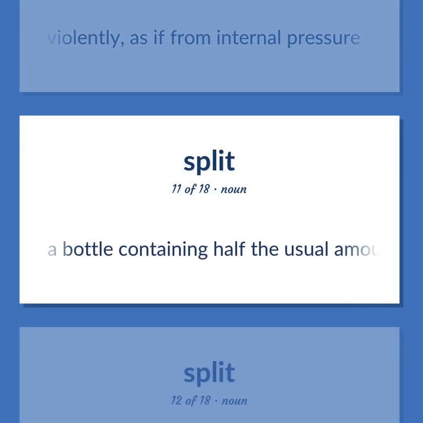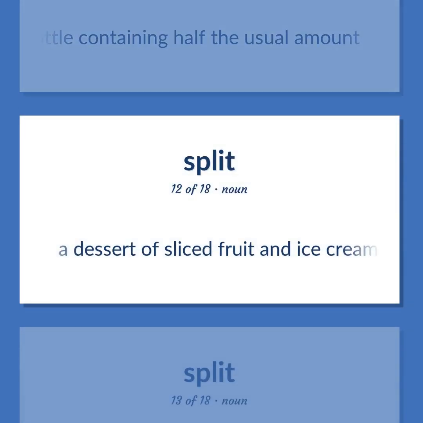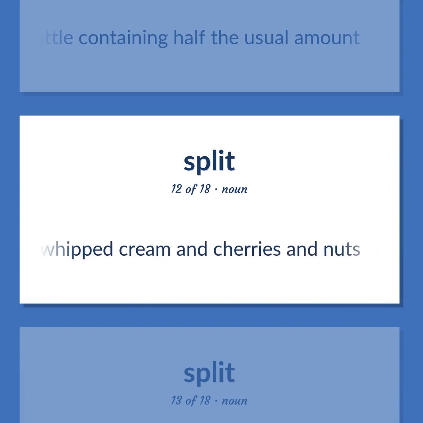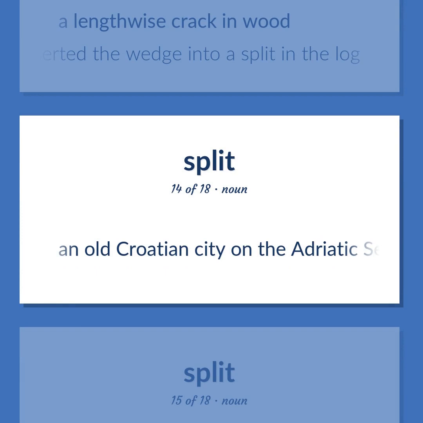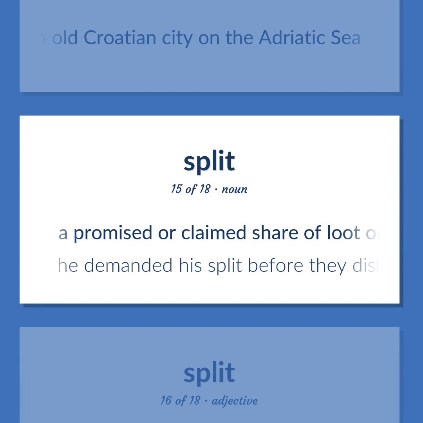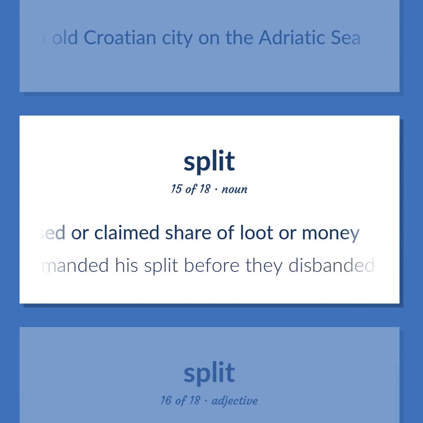A bottle containing half the usual amount. A dessert of sliced fruit and ice cream covered with whipped cream and cherries and nuts. A lengthwise crack in wood. He inserted the wedge into a split in the log. An old Croatian city on the Adriatic Sea. A promised or claimed share of loot or money. He demanded his split before they disbanded.